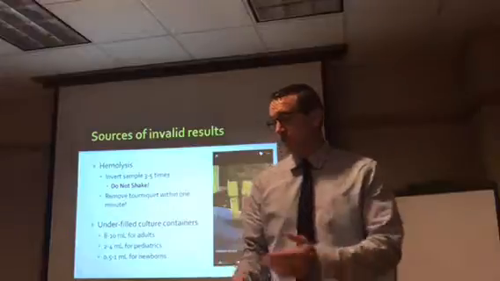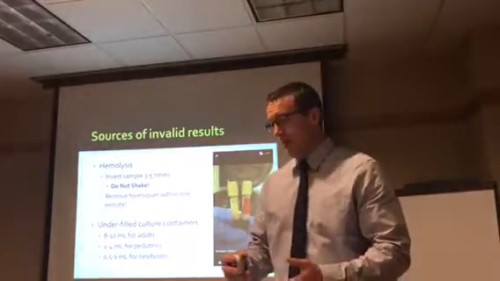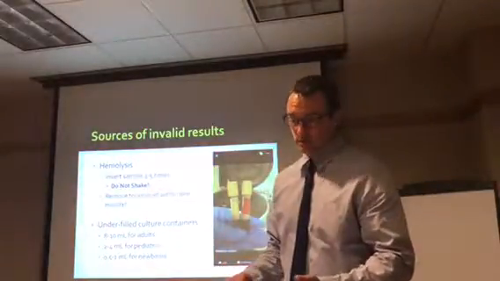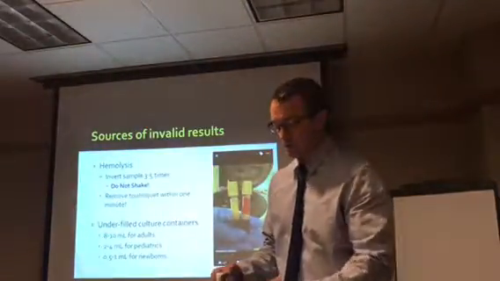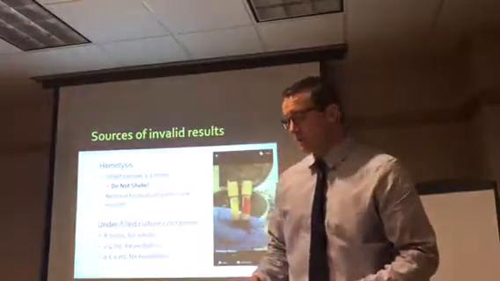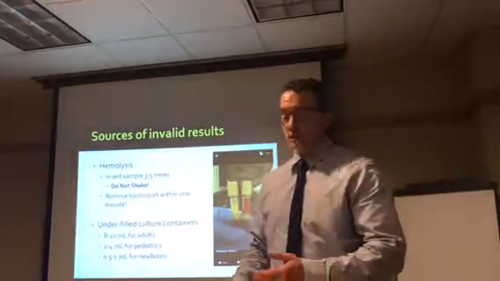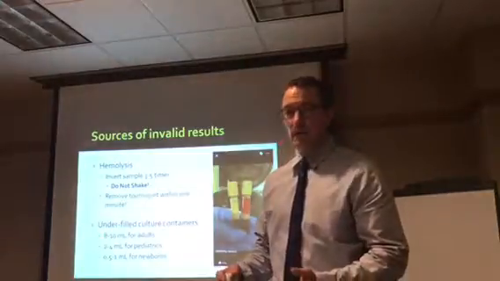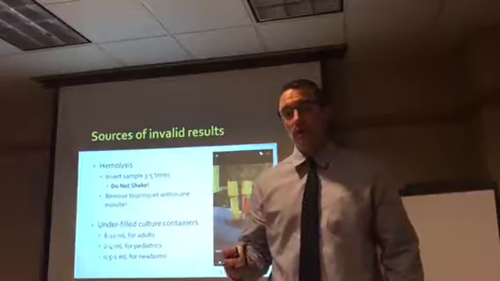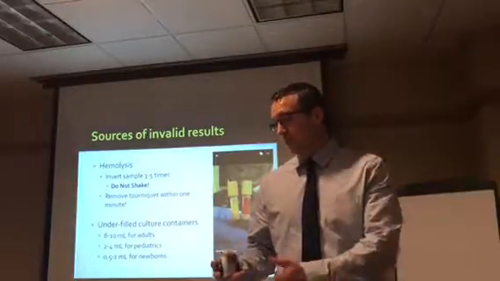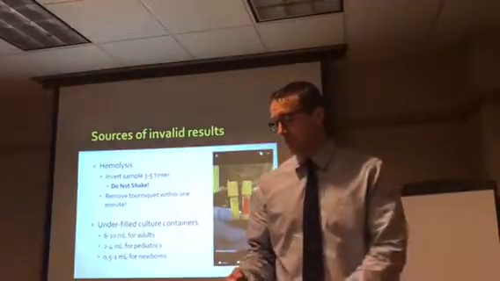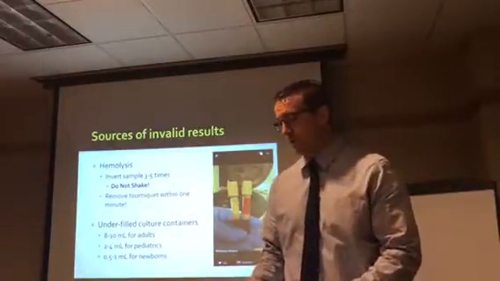Another thing to make sure of is to remove the tourniquet within 1 minute of application, because the hypoxia can also lead to lysis of the red blood cells. Proper filling is essential also. Underfilled containers provide invalid results and are rejected by the lab, so you want to make sure you have the necessary amount of blood within the vials: 8 to 10 mL for adults, 2 to 4 for pediatric patients, and half to 1 mL for newborns.